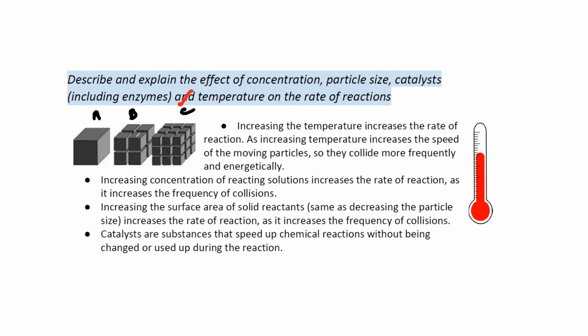Why? Because you can see for A, only this part is exposed. For A, only these parts are exposed. But for B, inside parts are also exposed. And for C, there are many parts inside and outside, all are exposed. So when we crush a substance, it means we increase the surface area.